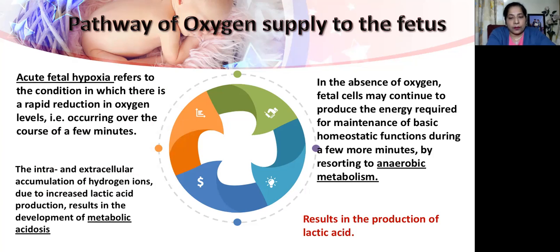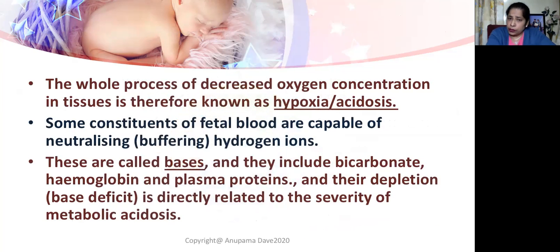Now, when there is anaerobic metabolism, we know that there is production of lactic acid. The intracellular and extracellular accumulation of hydrogen ions due to this lactic acid results in metabolic acidosis. And this is the reason why we call it as acute fetal hypoxia or acidosis. The whole process is known as hypoxia or acidosis, and in this process, there is decreased oxygen concentration in tissues.